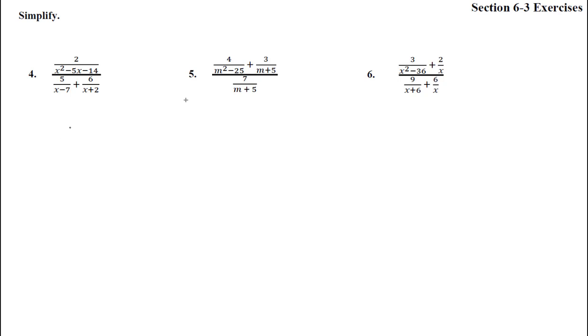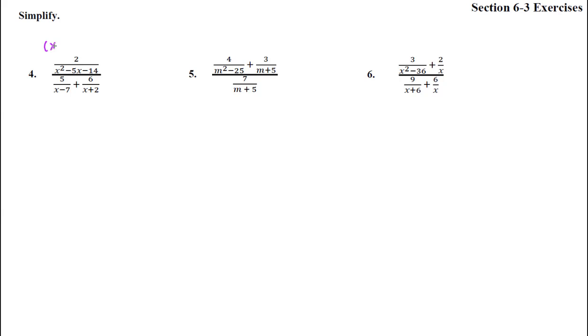Here we are in section 6-3, exercises 4 through 6. Again, the very complex fractions. Let's first make sure we factor everything so we can add fractions together and then divide, multiplying by the reciprocal to simplify them. All right, on this one, x squared minus 5x minus 14, let's write it up here.